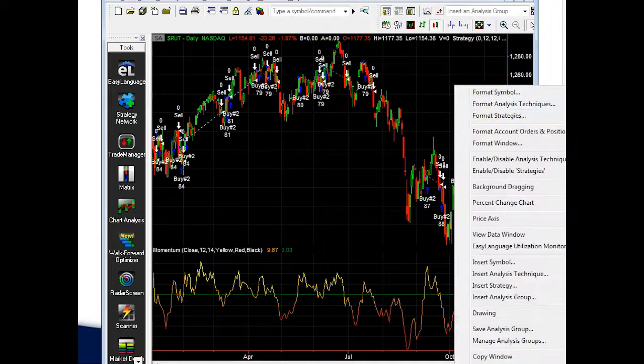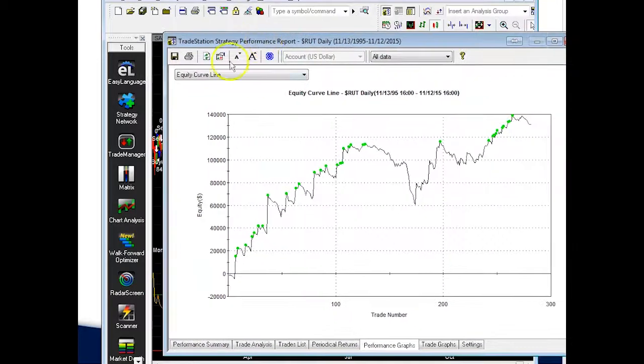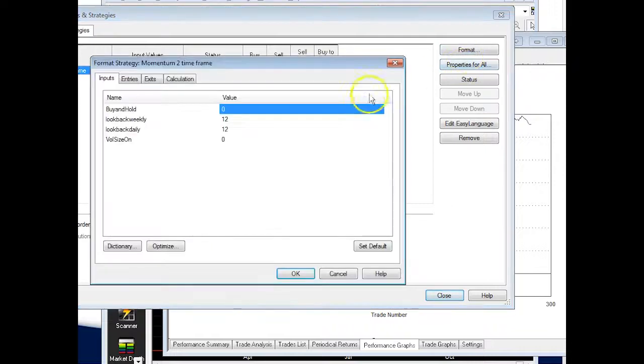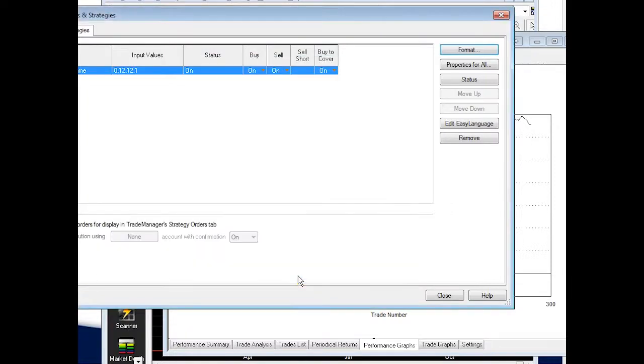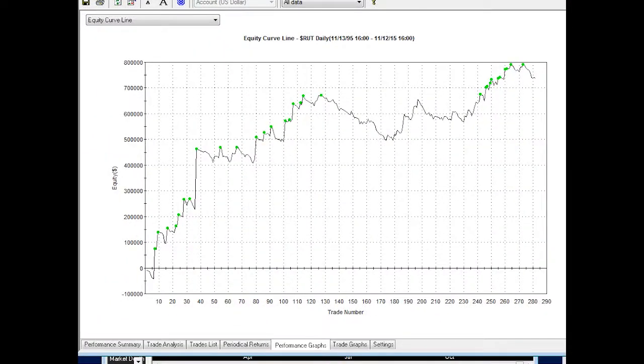So what I'm going to do here is try to leave this on the screen as I make the change so you can see it happen. I'm going to turn vol size on, so I'm going to be using a consistent amount of risk per standard deviation move in the market. Let's see what that changes. I make it a little bigger so it's kind of back at the scale we had before.